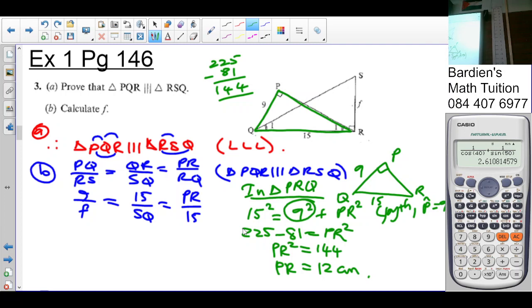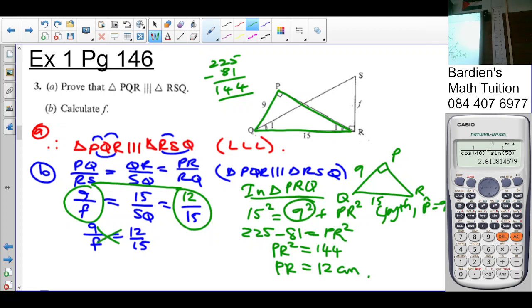So you all agree that this now can be replaced with 12. And there I have a known ratio. Can you see that, people? So what do we have? 9 over f is equal to 12 over 15. So what do I do now?